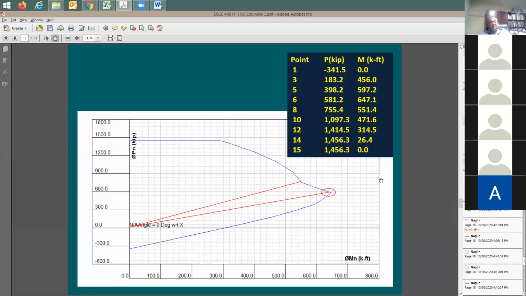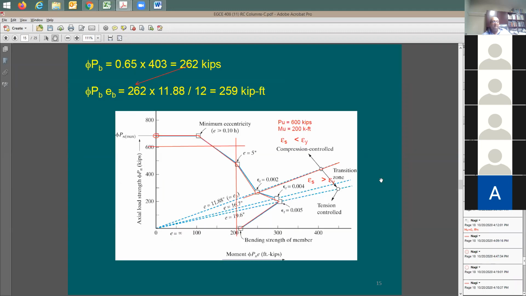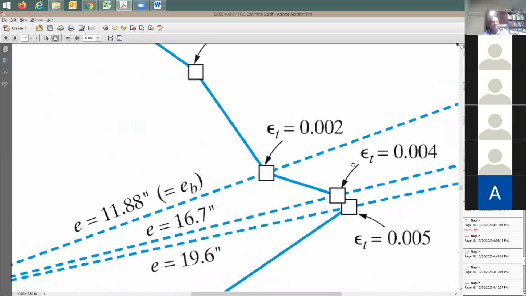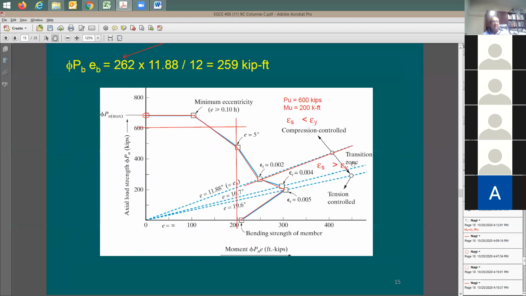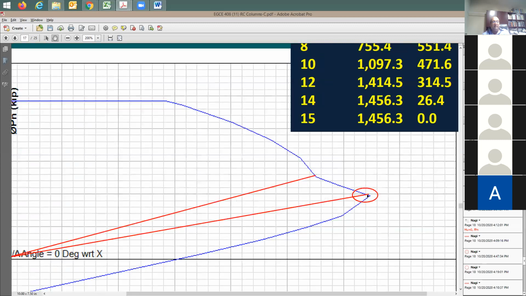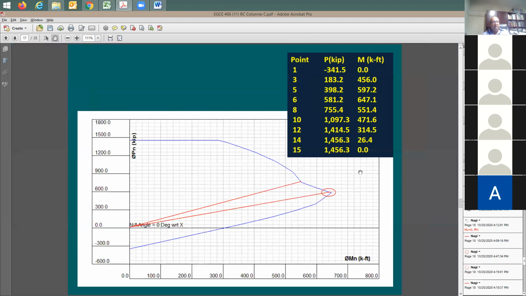Professor, going back to that, I see that those two points are really close to each other. How would you differentiate both of them? Right there it says epsilon t is equal to 0.002 and then 0.005. Yes, two points right here next to each other. Which means along this line, if I go to this chart, from here to there you have the strain in the steel going from 0.002 to 0.005. 0.005 is going to be at that point. Okay. All right.